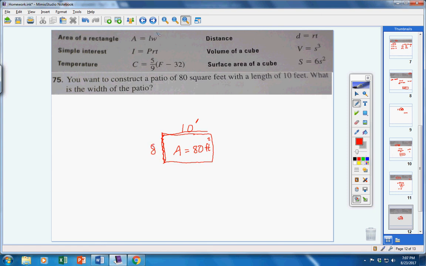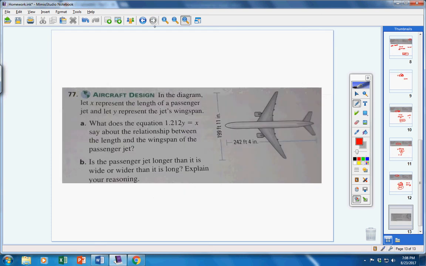But if you want to use a formula like we're supposed to, that's fine too. Area equals length times width. My area is 80. My length is 10. And my width is W. So what number would you have to put in here? 10 times what gives you 80? 10 times 8. So your width is 8. 8 what? Well, we're dealing with feet. So 8 feet. Alright. Number 77.